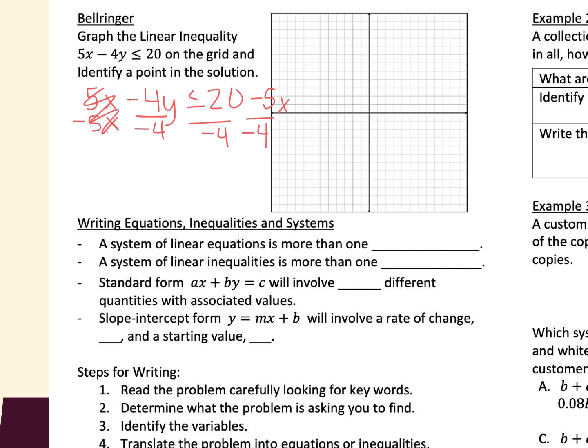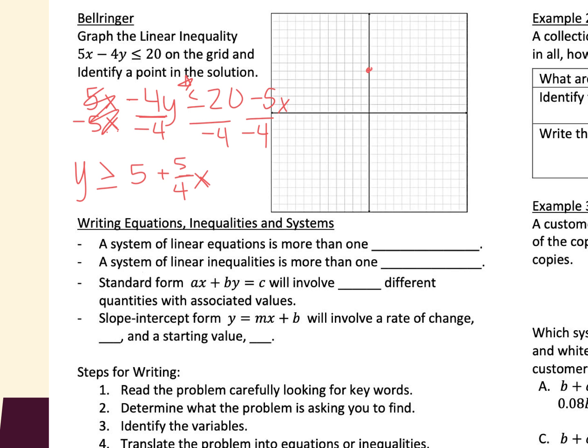We do not change the sign of the number when we are dividing. Now, we did divide by a negative, so we do have to change the sign of the inequality. A -20 divided by a -4 is a +5, because a negative divided by a negative is a positive. So our slope is 5/4, and our b, or our y-intercept, is +5.